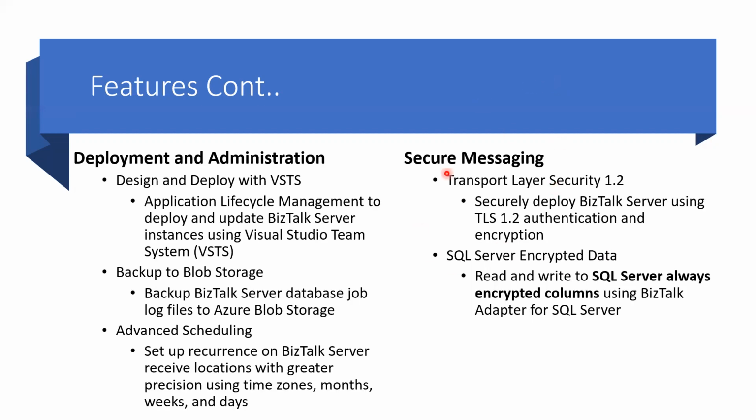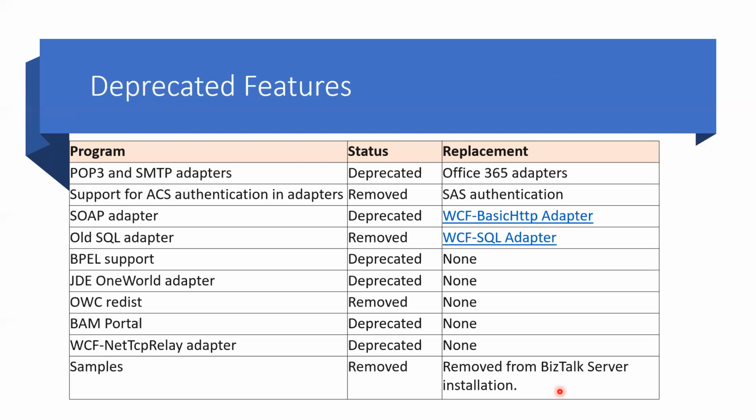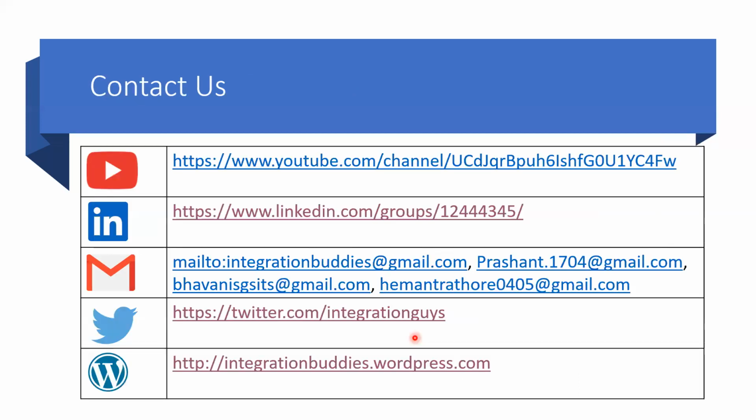They have also worked on security: TLS 1.2, and Always Encrypted for SQL is enabled. So just have a look at the features provided with BizTalk 2022. Obviously there are a few things which are deprecated, like the SOAP adapter, SQL, and this is a long list. Even BAM is deprecated. So these are some points which you might have to think about.